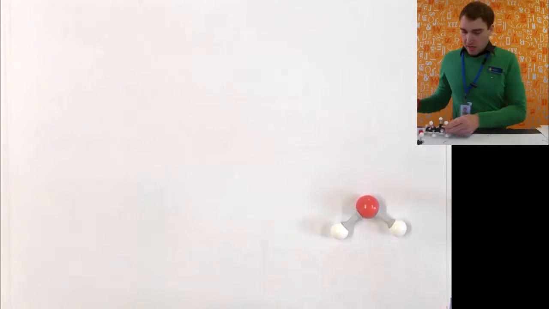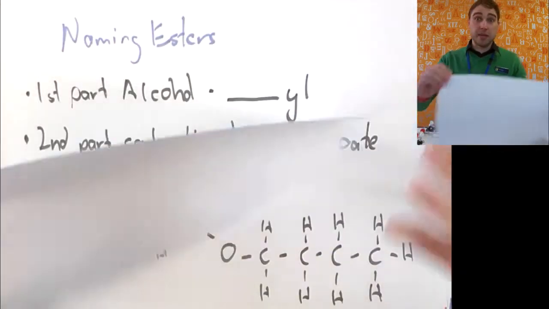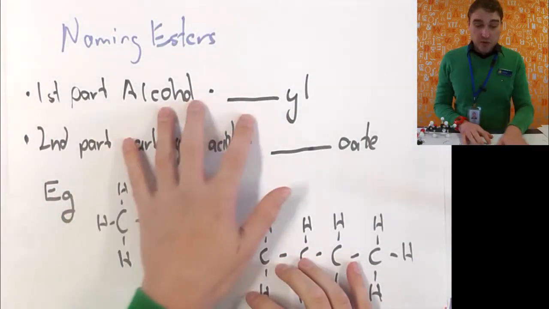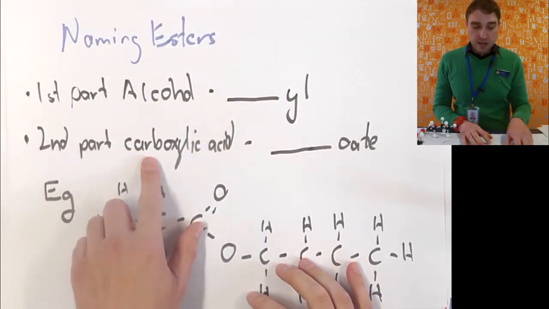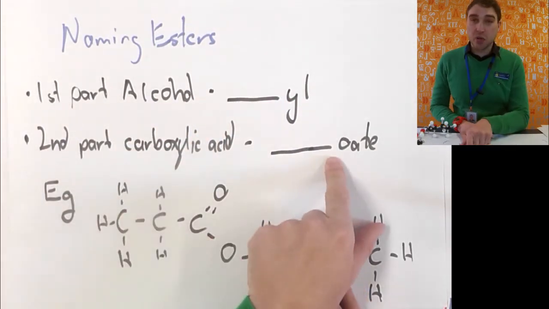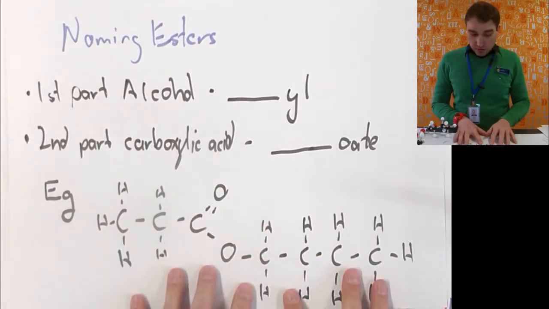So to name an ester, you look at the alcohol and you look at the carboxylic acid that make up the ester. The first part of the name we put "yl" at the end, and that comes from the alcohol. The second part of the name comes from the carboxylic acid, and we put "oate" at the end. So here's an example. We'll look at this one here.